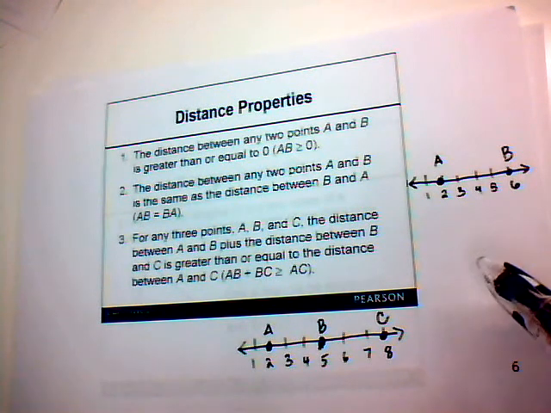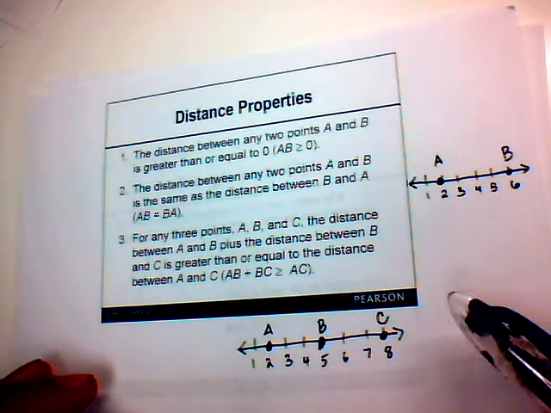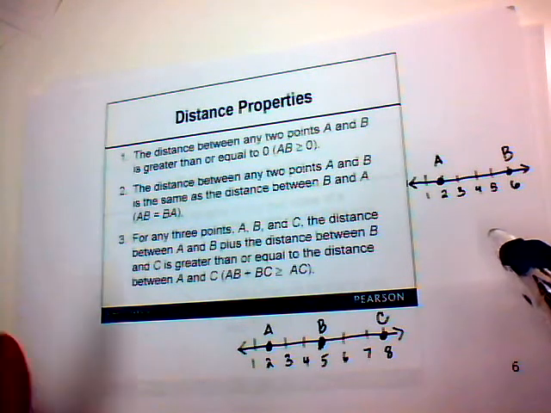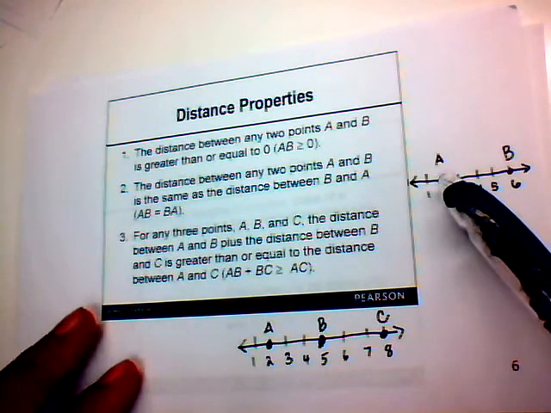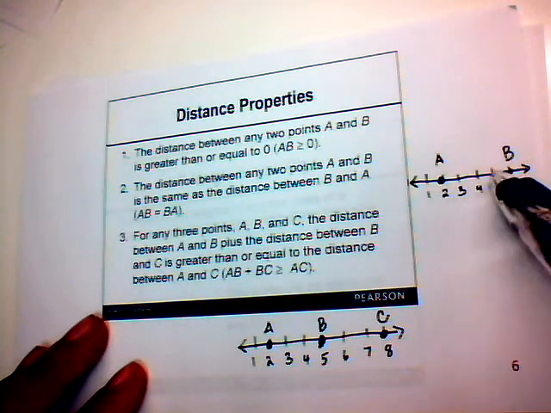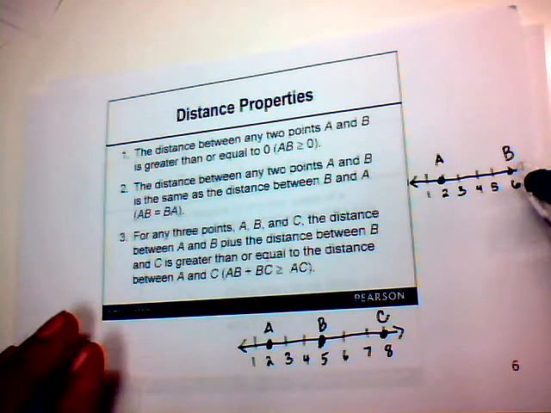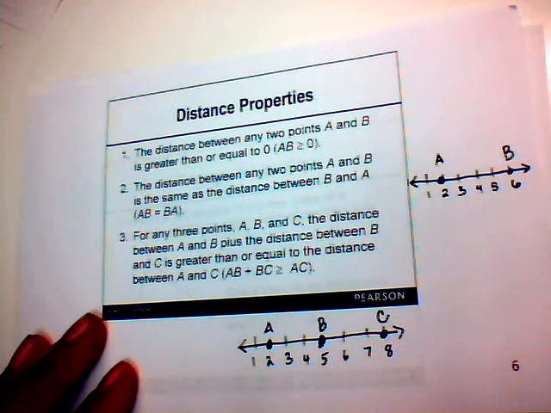Number 2, the distance between any 2 points A and B is the same as the distance between B and A. So in other words, AB is equal to BA. So in this case here, the distance from A to B is 4. Also, the distance from B to A is 4.